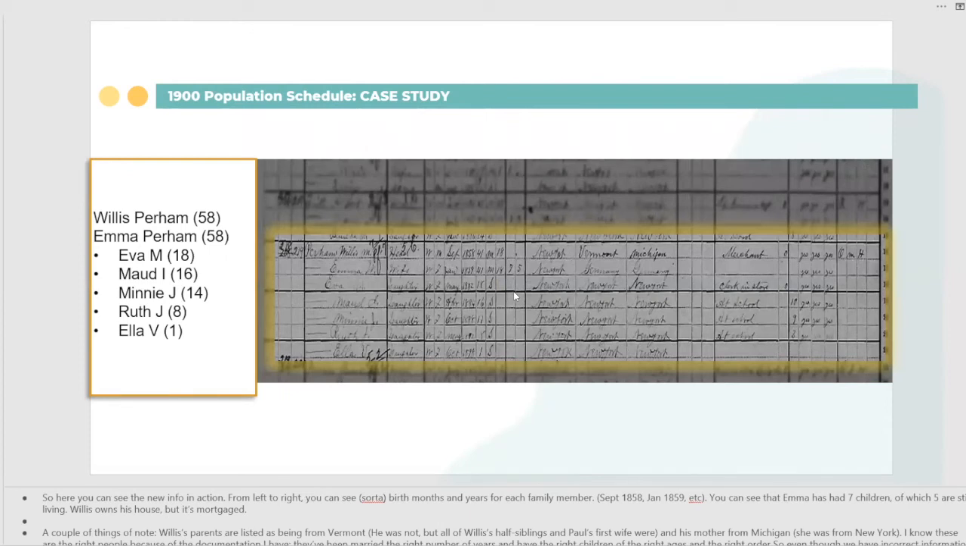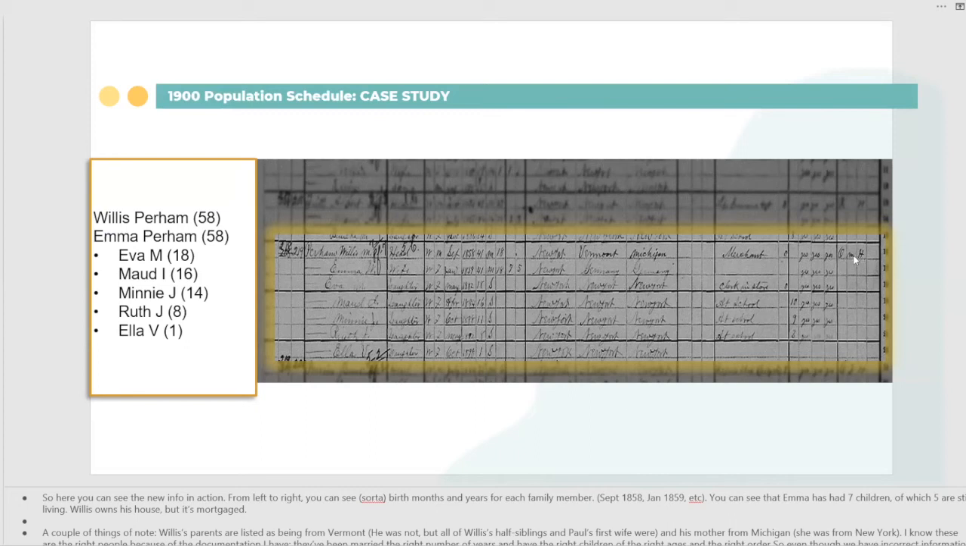All right, so now we're looking at Willis and Emma and their children here. From here, you can see our new info in action. You can see birth months and years for each family member. You can see that Emma has had 7 children, of which 5 are still living. Willis owns his house, but there's a mortgage on it. They live on a house, not a farm.